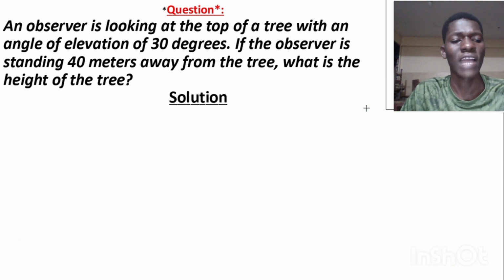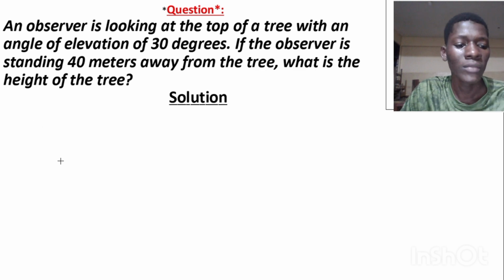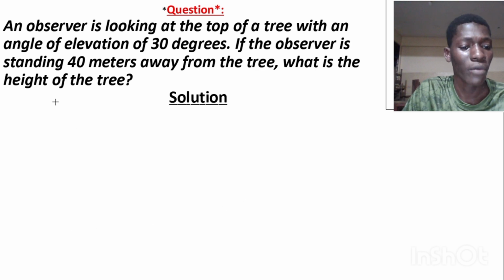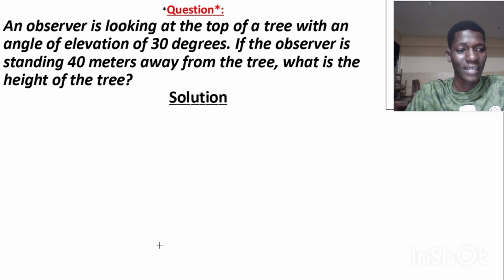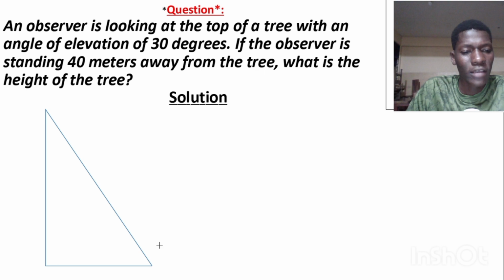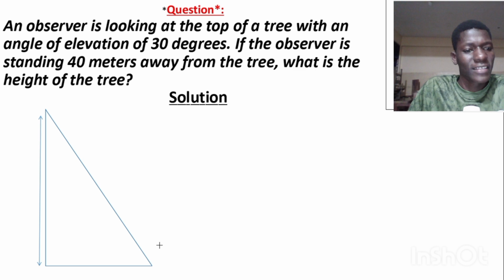So this is also a kind of triangle because the height of the tree is a vertical line and the distance from the tree to the observer is also a horizontal line. And the line that connects the top of the tree to the observer is a diagonal line. So when you combine these three things, you get a right angle triangle. So our solution will first represent the information in the form of a triangle to make it simple for us. So let's draw our triangle here. We don't know what the height of the tree is.